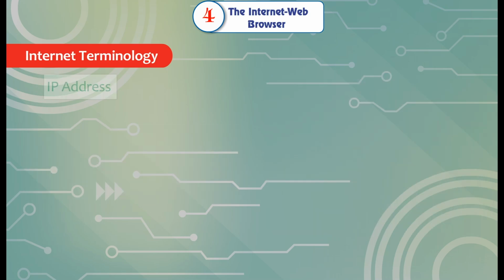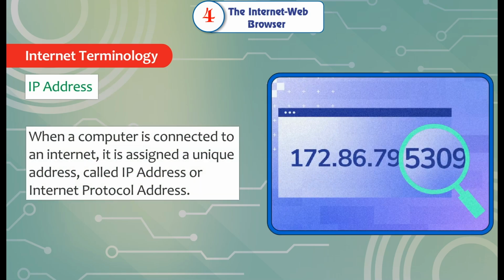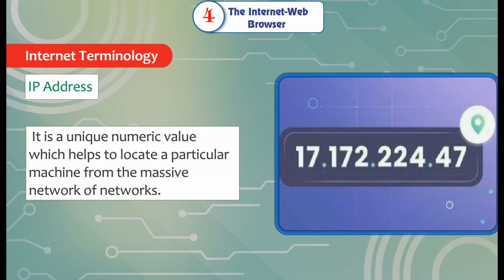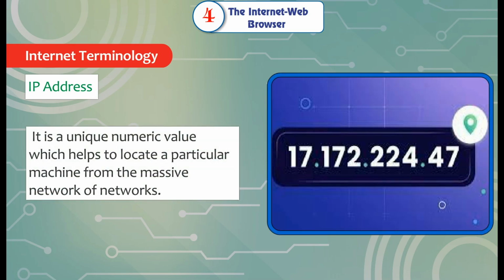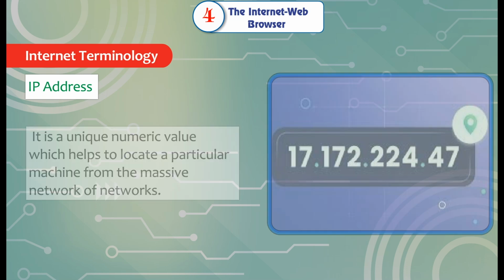IP address. When a computer is connected to the Internet, it is assigned a unique address called IP address, or Internet Protocol address. It is a unique numeric value which helps to locate a particular machine from the massive network of networks.